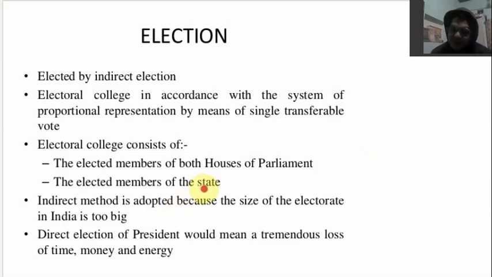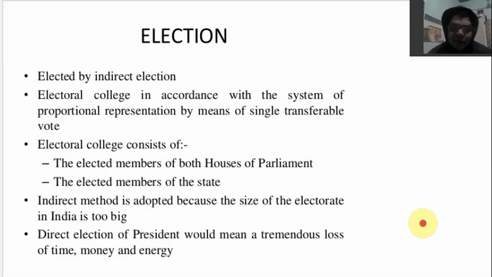But we can see that the elected members of the state and the elected members of both houses of the parliament participate in this. But what is something that is also there? You have to read between the lines. This means that the nominated members do not enjoy this right to vote. The nominated members, whether in either house of the parliament or in the state assembly, do not vote. Only the elected ones vote. The nominated members do not have any right to participate in the election of the president. This is something you should be noting down right now.